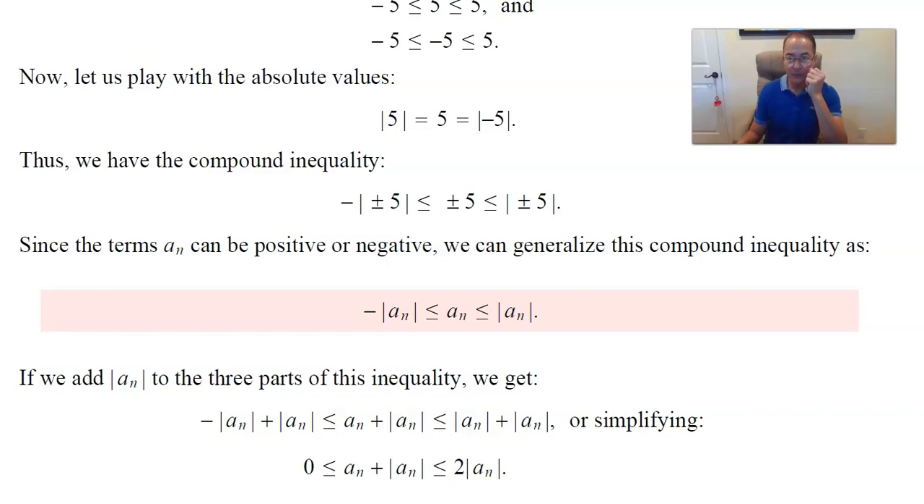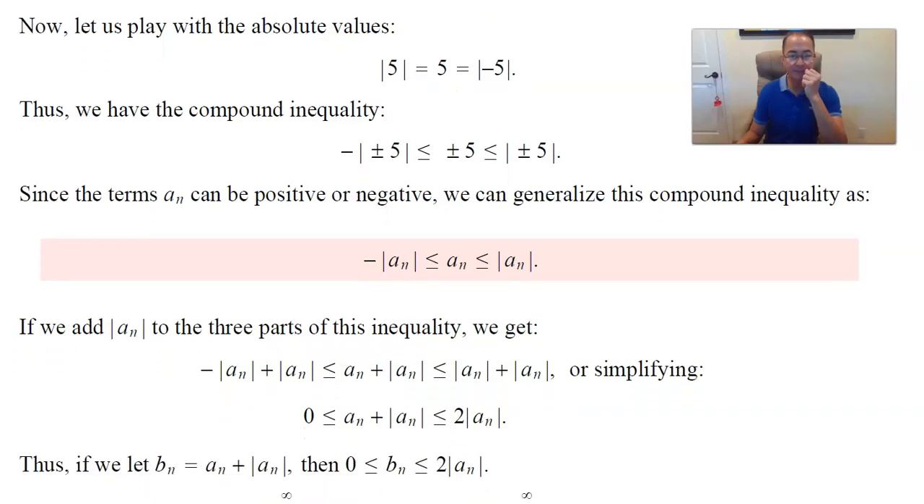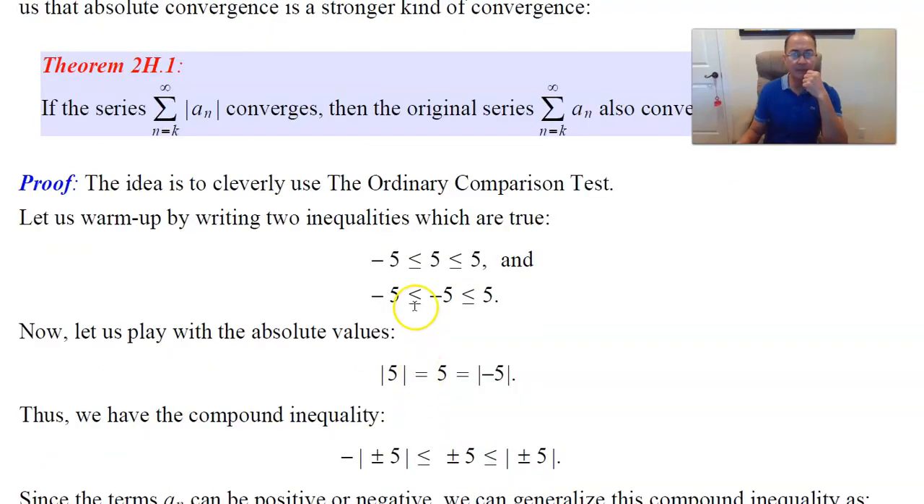Okay. So let's give them a name. Let's give this sum, a_n plus the absolute value of a_n, the name b_n. So this inequality says 0 is less than or equal to b_n, which is less than or equal to twice the absolute value of a_n. But what are we told in the theorem?